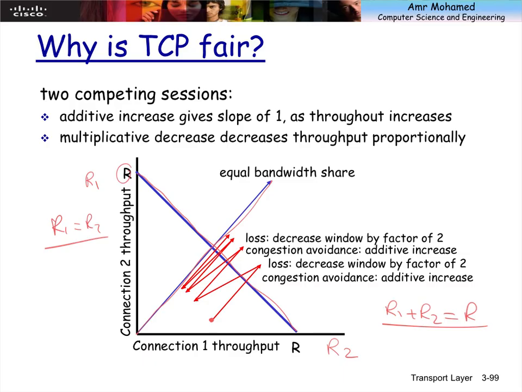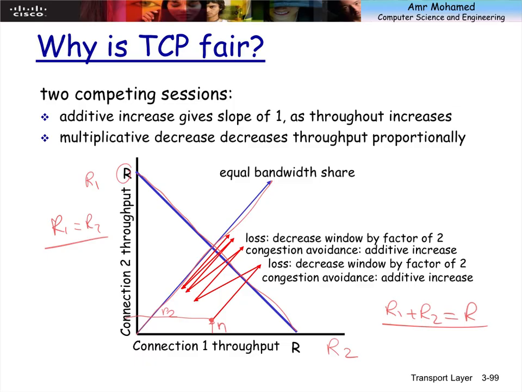We start from any point. And as you said, we might start from different points. And that makes sense because the connections start at different times. So here, I have R1 at this point, and this is R2. So the capital R1 equals small r1, and capital R2 equals small r2. Here, small r1 plus small r2 are less than capital R. So that's why we are below that line, and everything is fine, and we're not supposed to have a drop event at this point. Right?